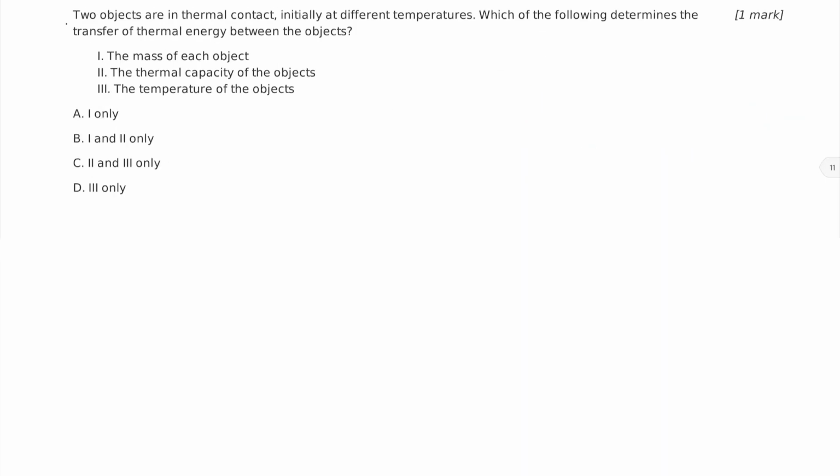Two objects are in thermal contact, initially at different temperatures. Which of the following determines the transfer of thermal energy between the objects? Well, the rate of transfer makes a difference, but the transfer of thermal energy just tells us what direction it goes, and the only thing that matters here is the temperature.